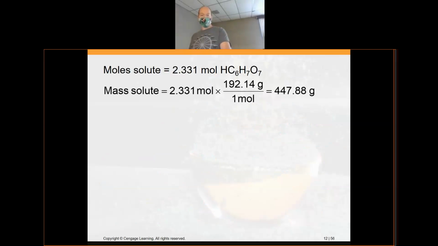All right, so here are the numbers. We take the molar mass, you go to the periodic table, you have 8 H's, 6 carbons, 7 oxygens, add them up, 192.14 grams per mole. So that gives us 447.88 grams of our citric acid. And we know that we have 1,000 grams of water. So now we have our mass of solution, and it is 1,447.88 grams of solution.